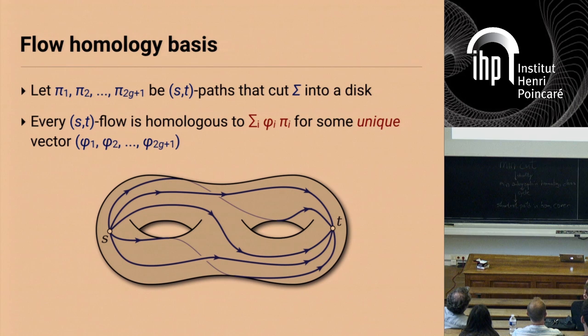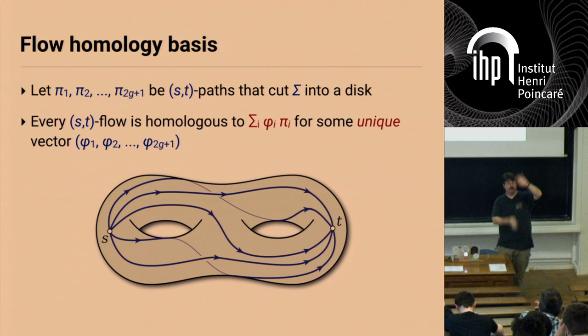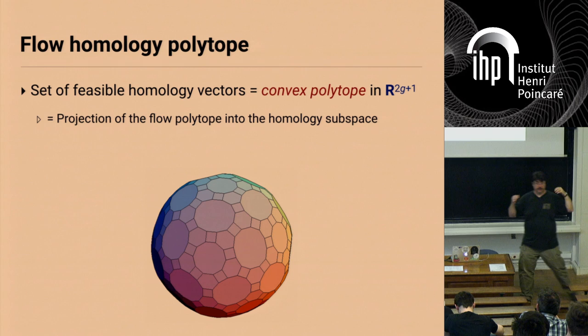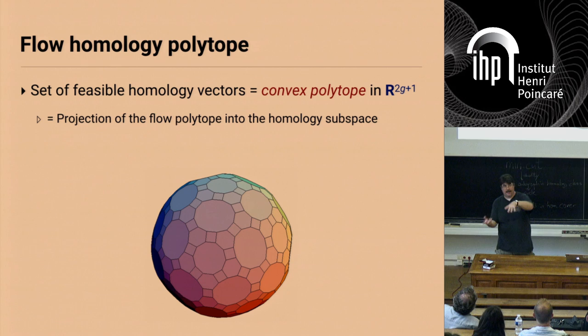Now, unfortunately, I can't continuously optimize over 2g plus 1 dimensions. There isn't like a path to follow. It's much more complicated. And that's because the set of feasible values is no longer just an interval. It turns out to be a convex polytope. I have linear inequalities that determine whether a given homology class is or is not feasible. In particular, basically, I have cuts which have their own cohomology classes, and the flow has to push less through those cuts than their total capacity. And so I get this weird convex polytope in 2G plus 1 dimensions.